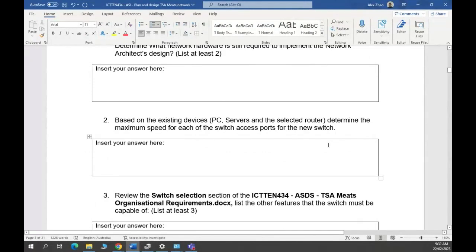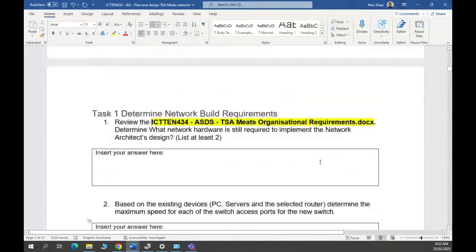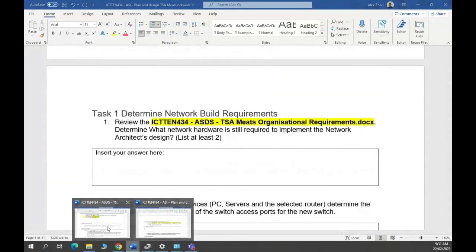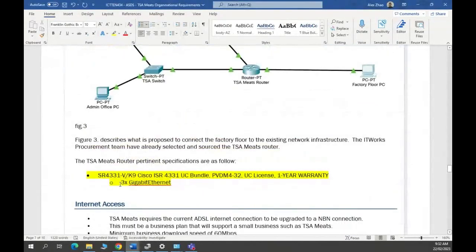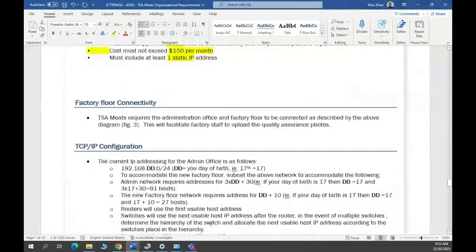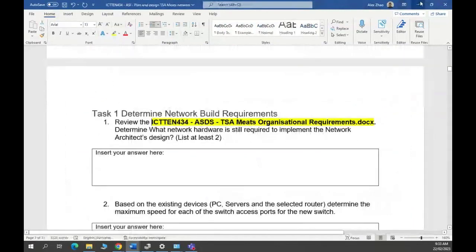That has to be 1 gigabit. And again, it's talking about the router. If we look back at the router that we selected, it's got 3 gigabit Ethernet. Again, 1 gigabit, isn't it? So again, it's almost like leading you to the answer.